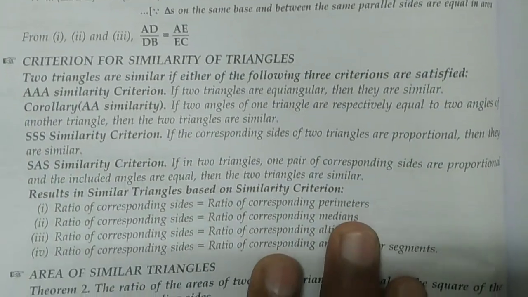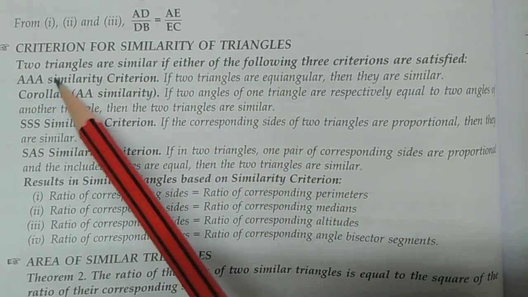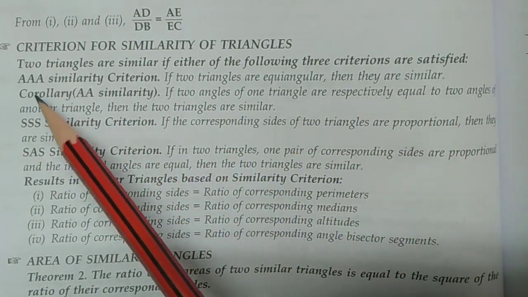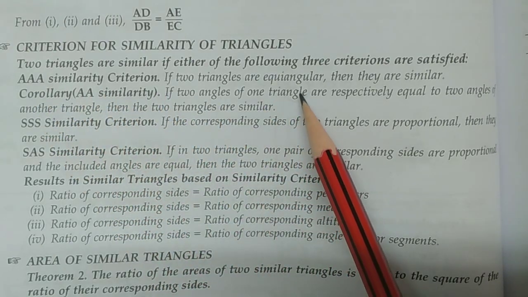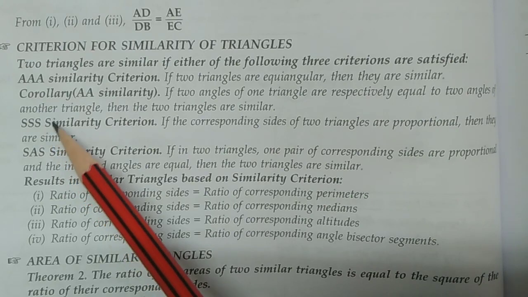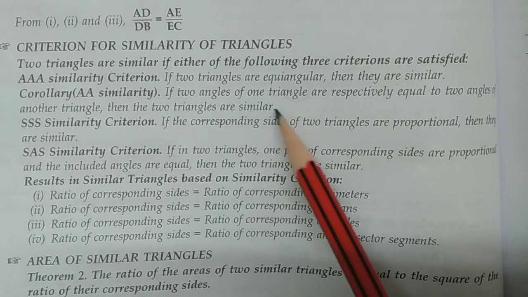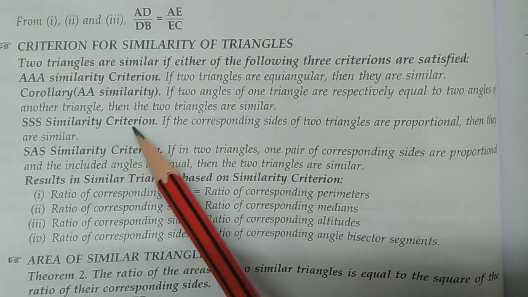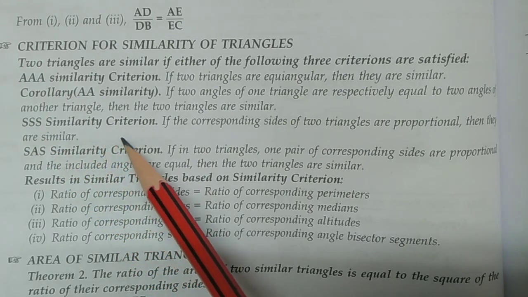To know, more points are given here. Criteria for similarity of triangles. Two triangles are similar if either of the following three criteria is satisfied. First, the triple A similarity criterion: if two triangles are equiangular, then they are similar. Corollary, double A similarity: if two angles of one triangle are respectively equal to two angles of another triangle, then the two triangles are similar. And now the triple S or SSS similarity criterion.